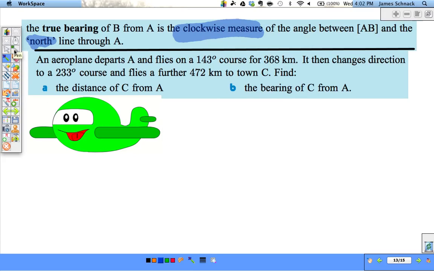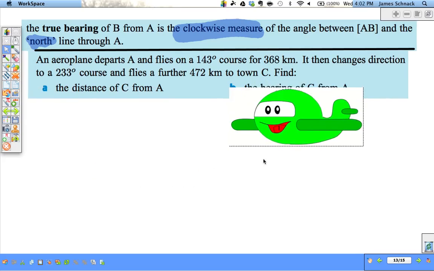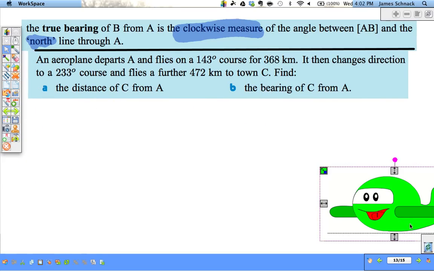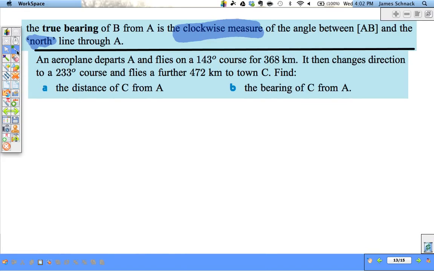So we have an airplane. I'm going to make the airplane go away, we don't need that anymore. We have this airplane starting at A. So there's point A. And we'll call straight up and down north. So there's our north.